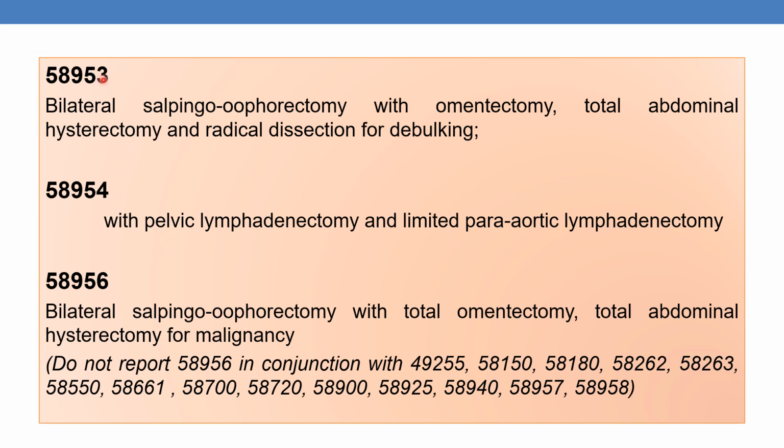The next CPT is 58953. Bilateral salpingo-oophorectomy with omentectomy, total abdominal hysterectomy and radical resection for debulking. Whenever all these things, bilateral salpingectomy, oophorectomy, omentectomy and total abdominal hysterectomy and radical dissection for debulking are done, the CPT is 58953. The next is 58954. Bilateral salpingectomy, oophorectomy with lymphadenectomy and limited para-aortic lymphadenectomy.